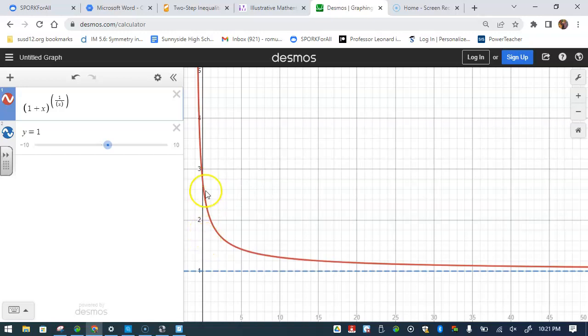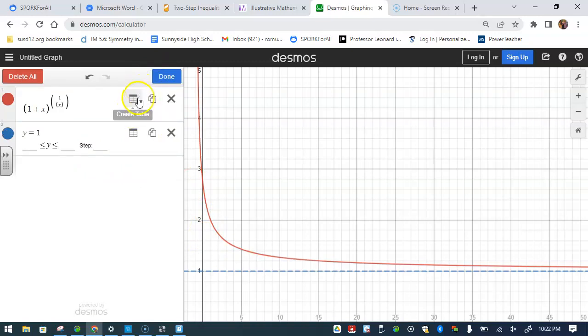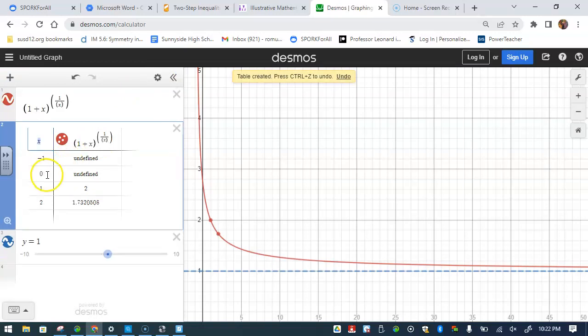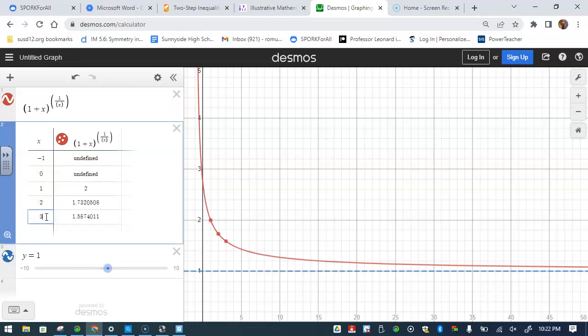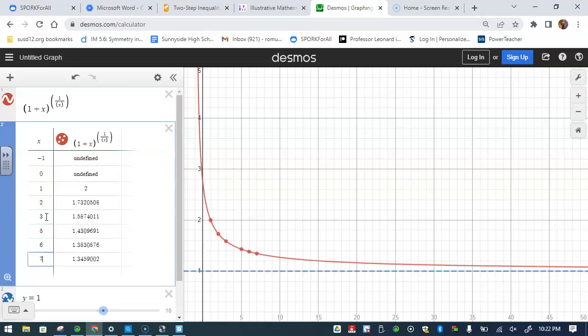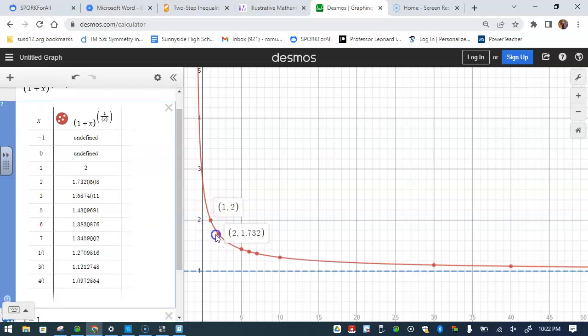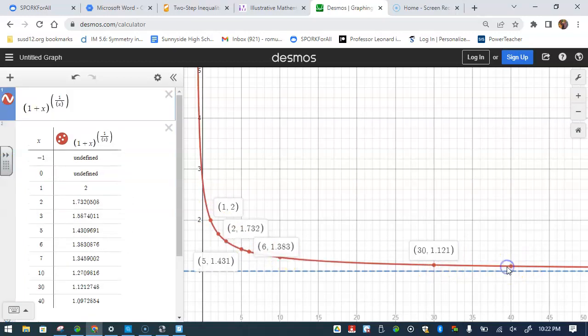So when x is 0, you can't put it, so let's put a table for it. So x is 0 is undefined and then goes on. So let's put 3, 4, 5, 6, and 10, 30, 40, and like that. It goes on decreasing, almost becomes equal to 1. That's all it is. Hope that helps.